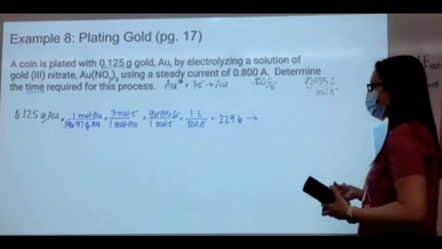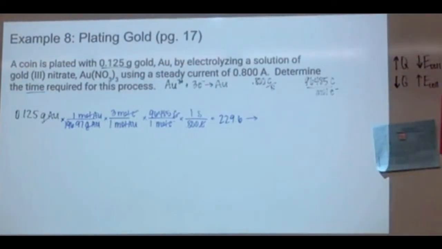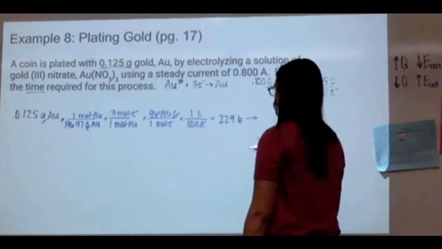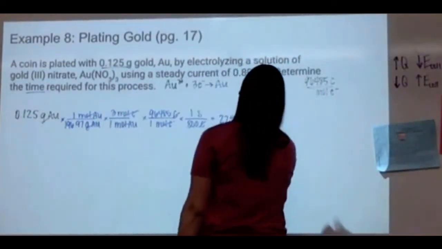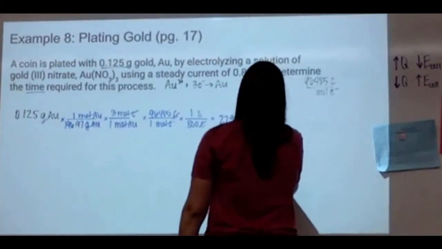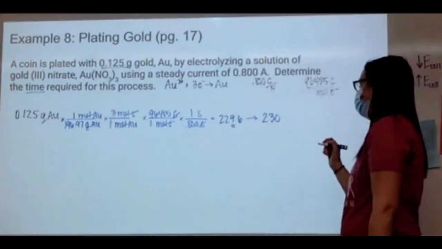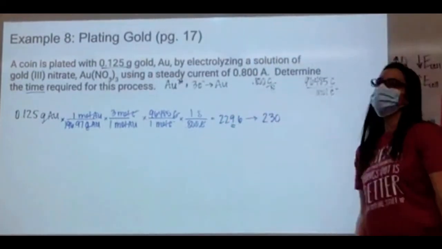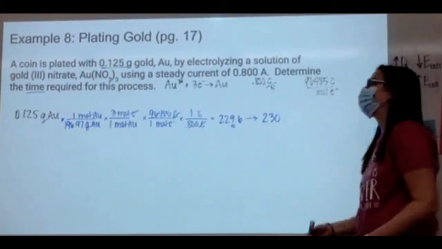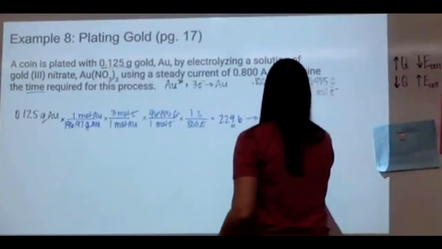Now I got 229.6. Technically, we need 3 significant figures. So with 3 significant figures, I would round to the ones place. But the 6 will round this up to 230. Right now, this is only 2 significant figures. Here's how you could actually do 3 sig figs. And a lot of times you'll see this in AP questions. They just put a decimal after the 0.